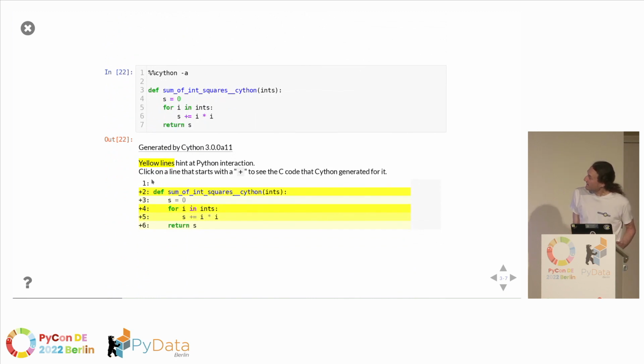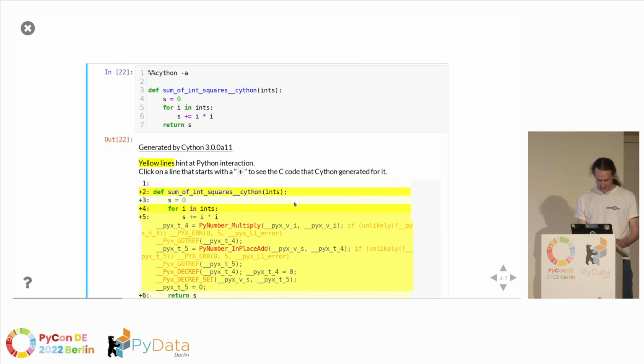Okay. Let's look at what Cython made of this. So cython -a again, give me the annotated representation of this code. And now I can click on this line, and I can see that the whole summing and multiplication is actually using C API functions. So you can see PyNumber_Multiply, PyNumber_InPlaceAdd. So this is using object operations, right? But we know we are dealing with integers here. So let's use C integers.